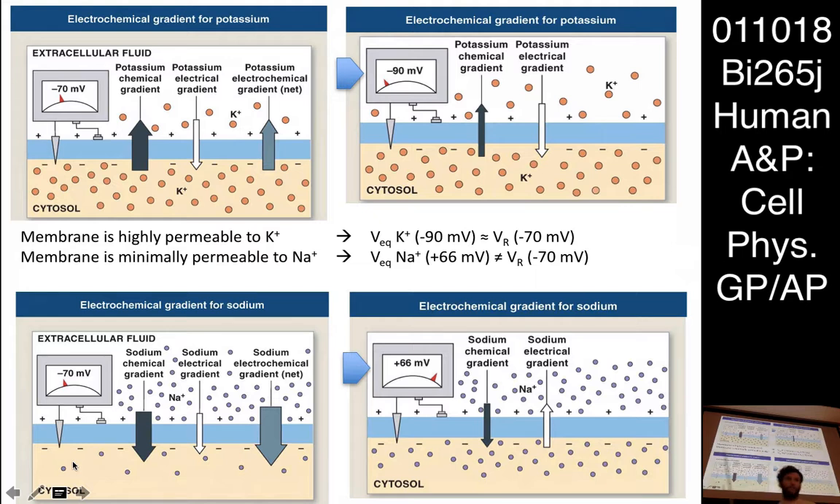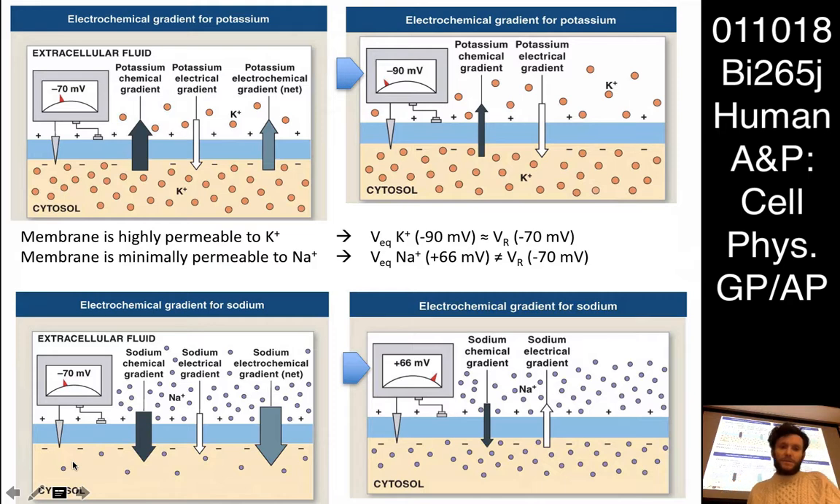All right. So if you can appreciate this slide, this is probably one of the most important slides of the day. And what I'm going to do here is describe what the electrochemical gradient is: the combined electrical and chemical gradient for potassium and for sodium. So here we are at resting potential on this side. All right?